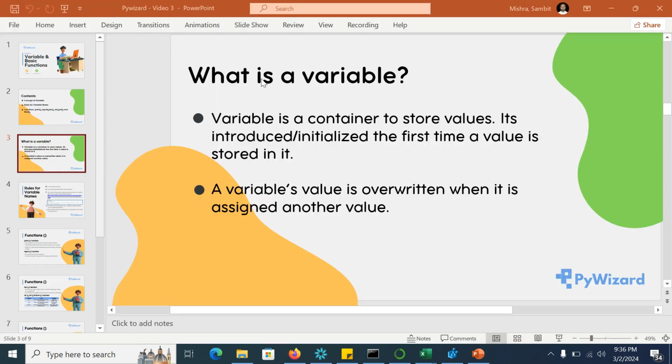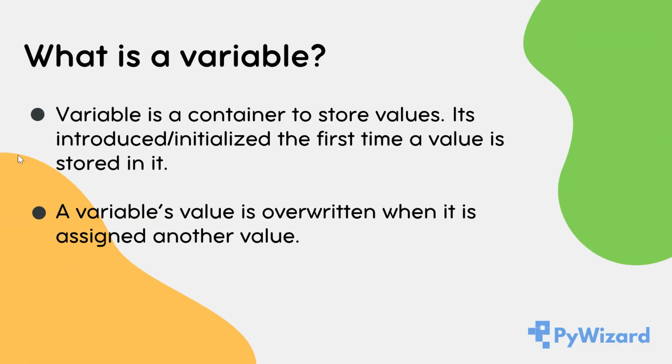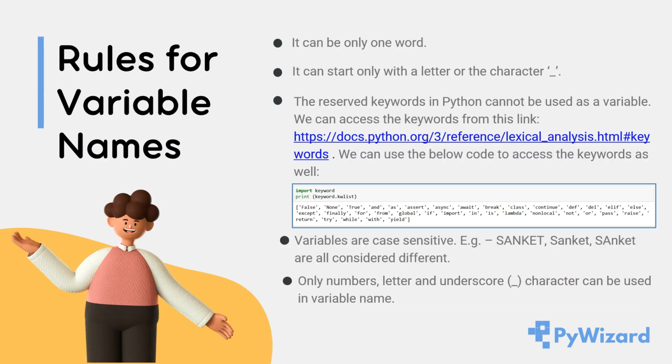Now let's move on to the various rules that are associated with naming a variable. It has to be one word. It can start with a letter or the underscore character. The reserved keywords in Python cannot be used as a variable name. We can access the keywords using this link, or I'll just right away tell you in a programmatic manner, to understand the list of keywords defined for your version of Python.